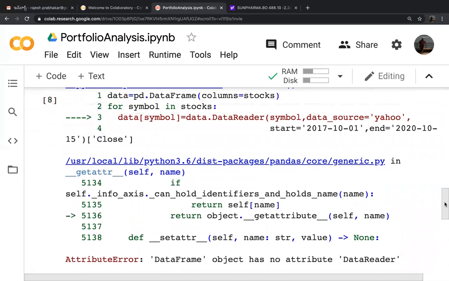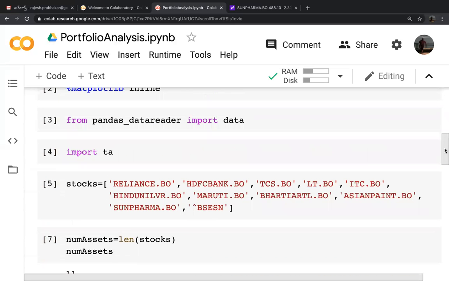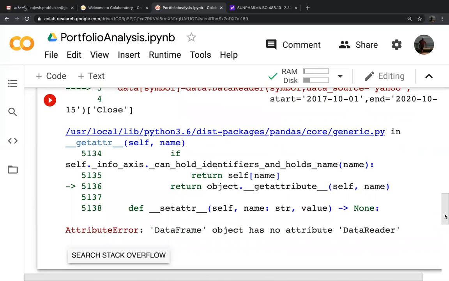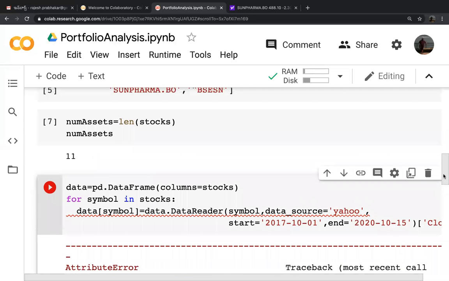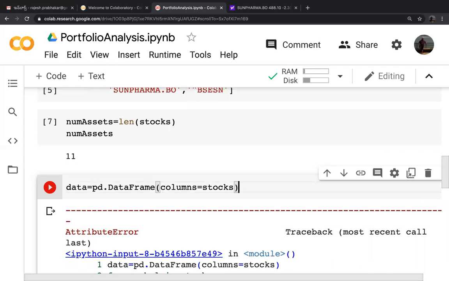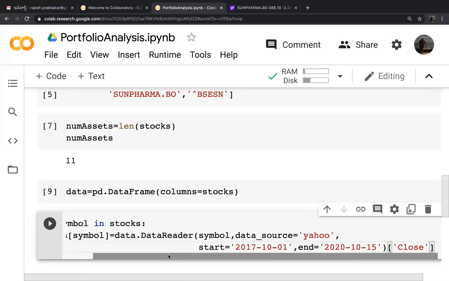Oh, DataFrame object has no attribute DataReader. What is the error we got? Pandas says data.DataReader(symbol, source is Yahoo, start date, end date). So where is the error pointing to? DataFrame object has no attribute DataReader. Okay, we'll put it in a separate loop and let us see how it will work. It is saying DataFrame has no DataReader. Let us do it in different things.